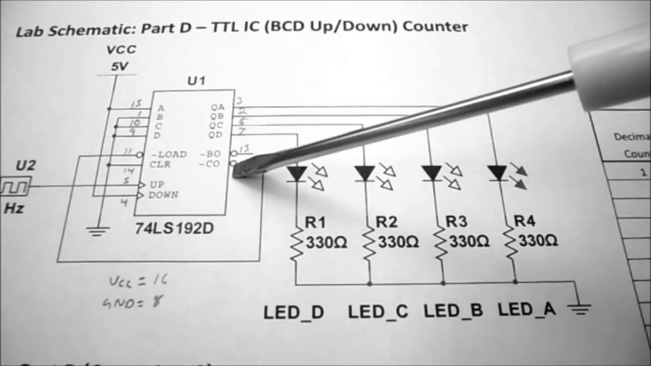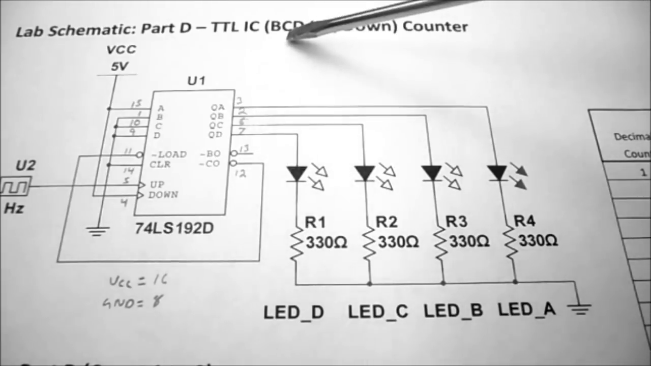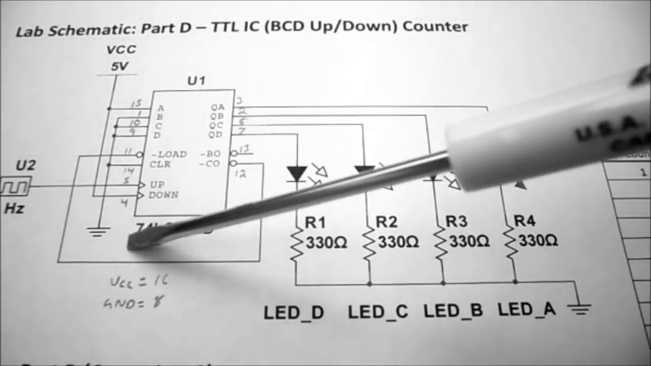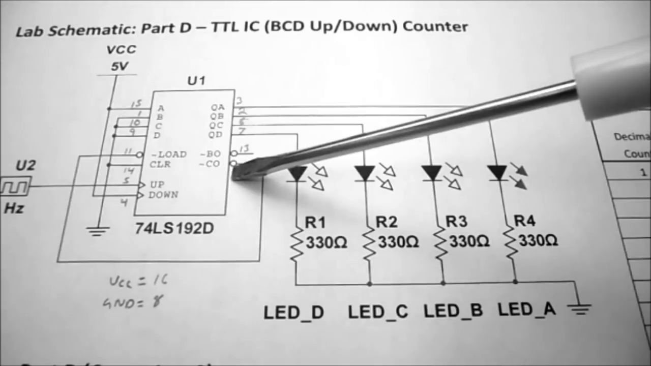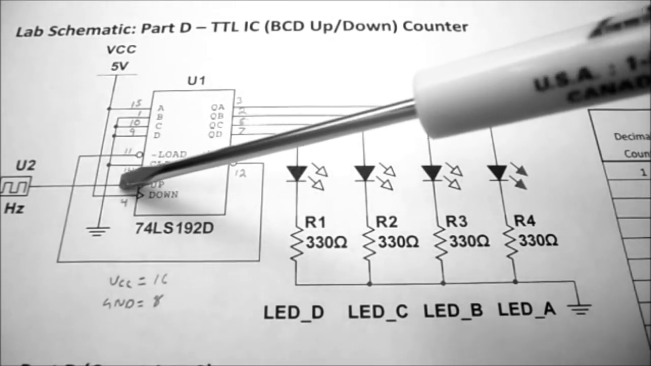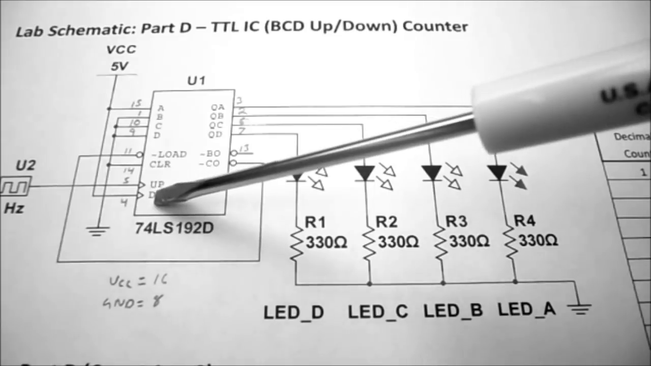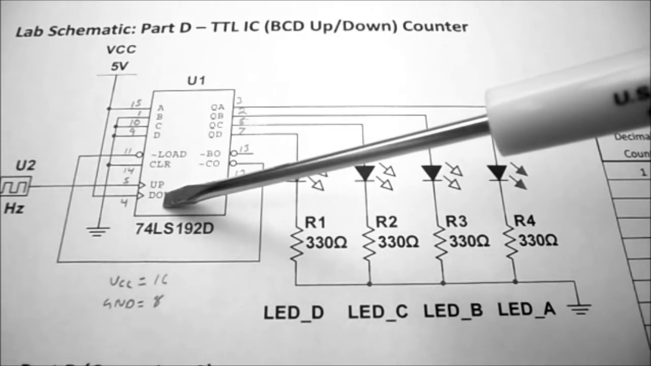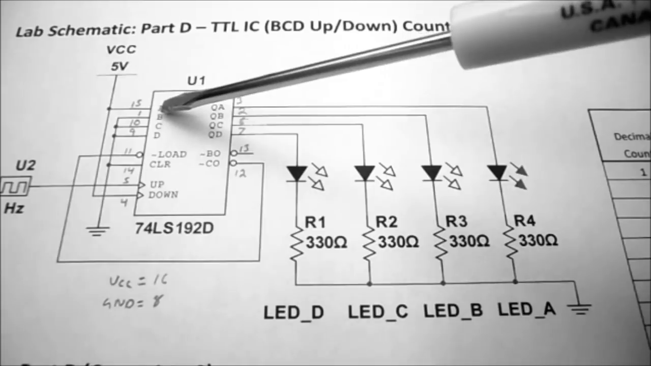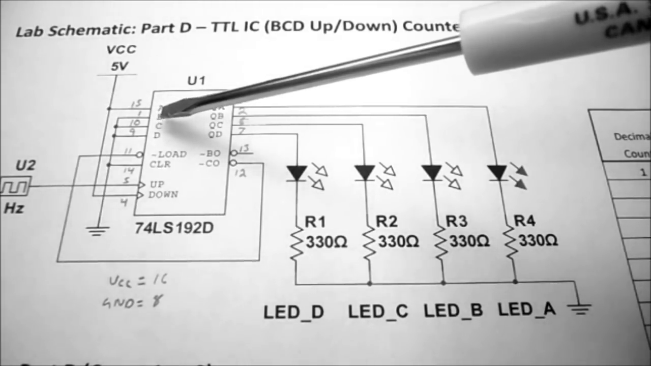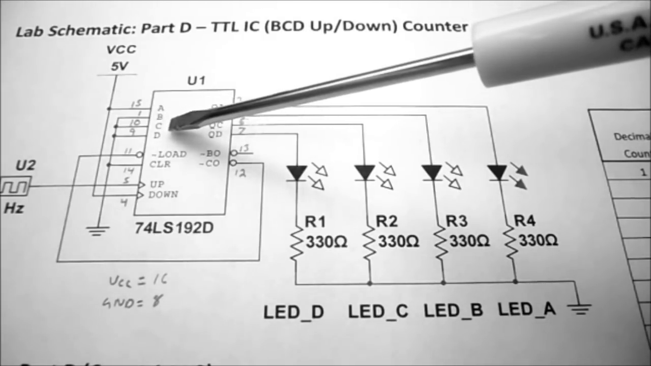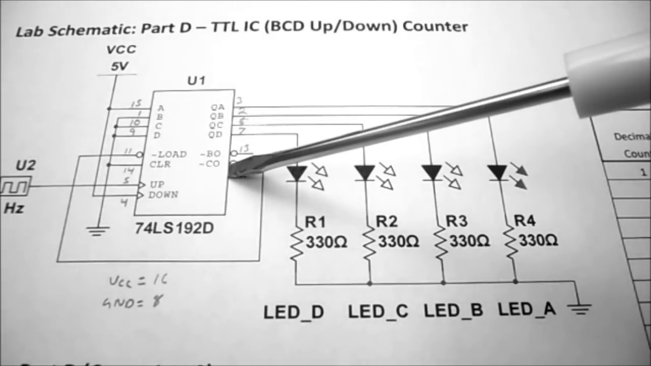The carry out, or once it reaches its maximum count value, now this is a BCD counter, so once it reaches 9, we're going to do a load. So it's going to count up, so we got our clock going into up. If our clock was going into down, it would be a down counter. So it's going to count up, and it's going to start at 1, 2, 3, 4, 5, 6, 7, 8, and then it's going to hit 9.